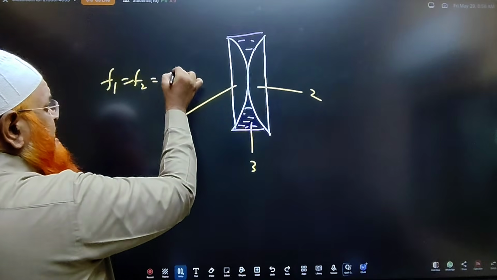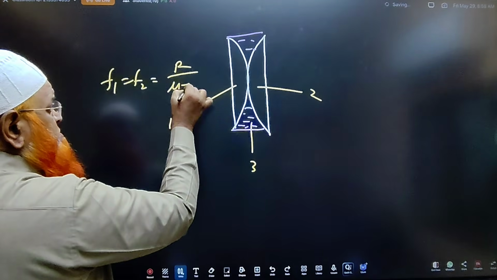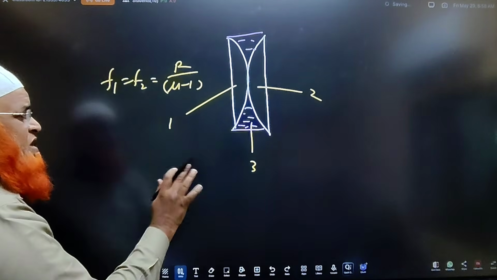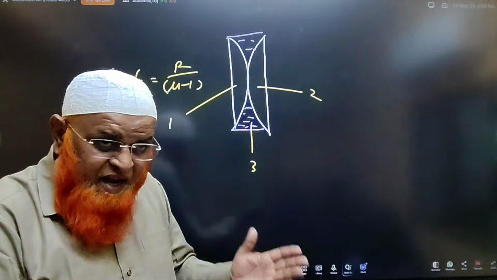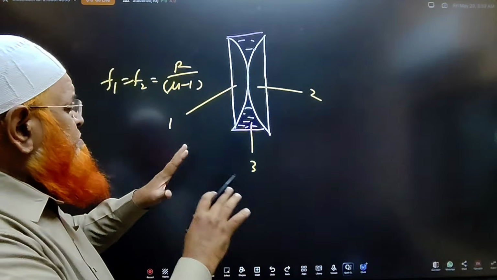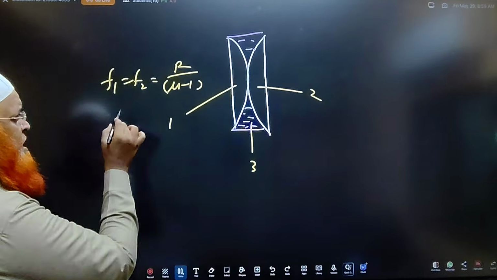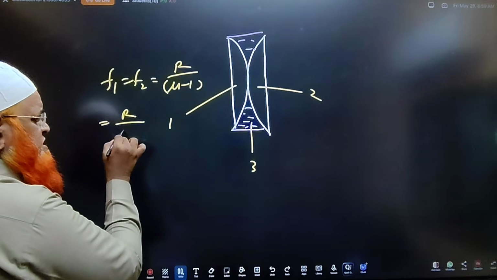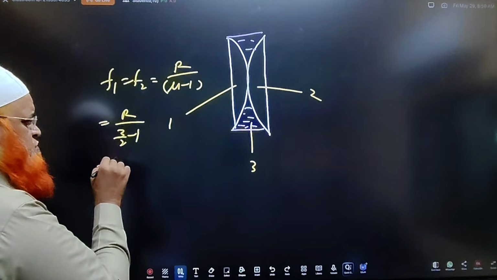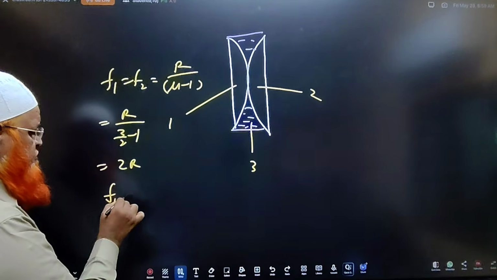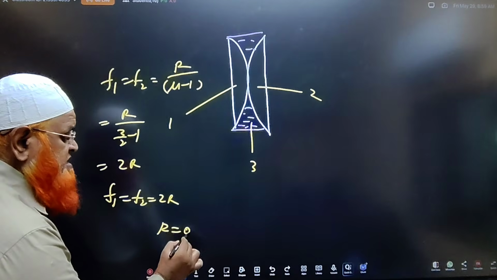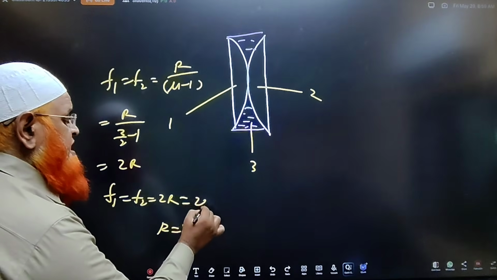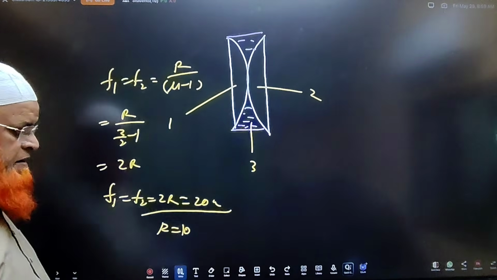For the first and second, you write it as R by (mu minus 1), not 2 mu minus 1, because 2 mu minus 1 is for an equiconvex lens. This is a plano-convex lens. We write just R by (mu minus 1). This is 3 by 2 minus 1, which is 1 by 2, so it is taken as 2R. Therefore, F1 equal to F2 is equal to 2R. If he gives you a radius of curvature of 10 centimeters, you will get a focal length of 20.